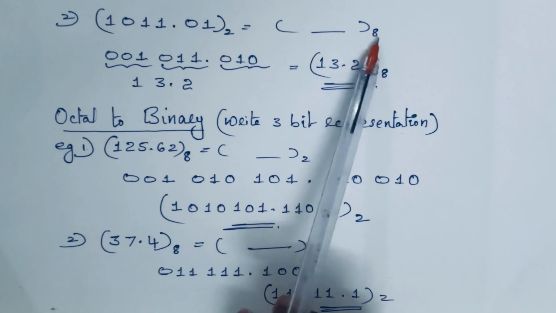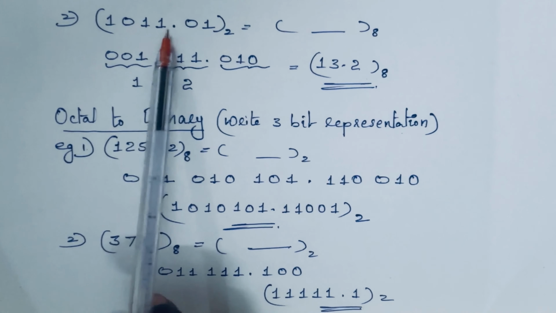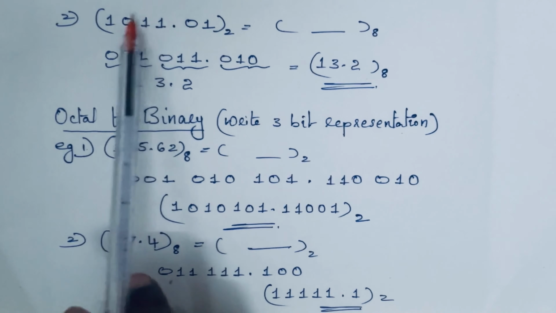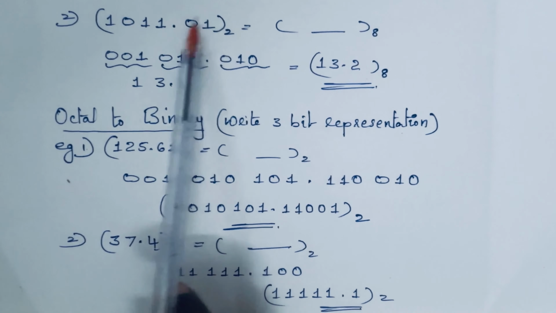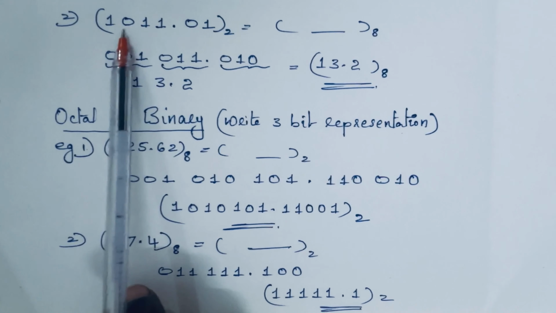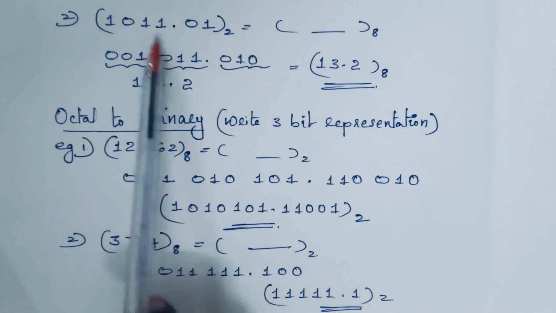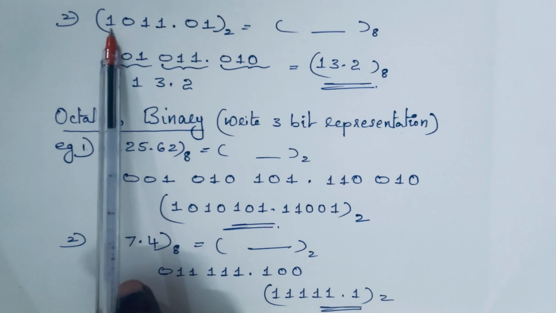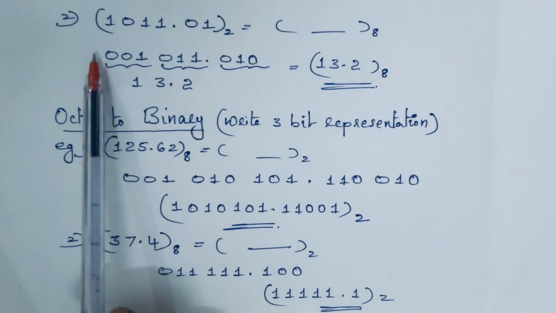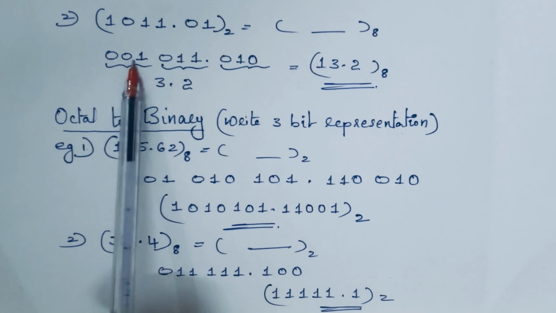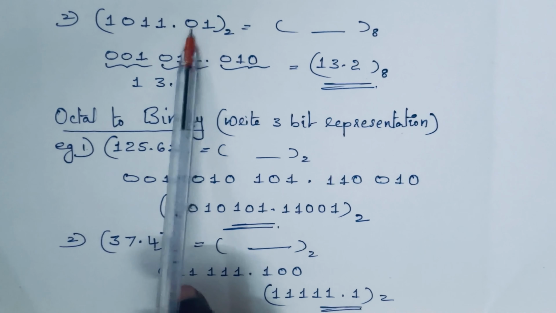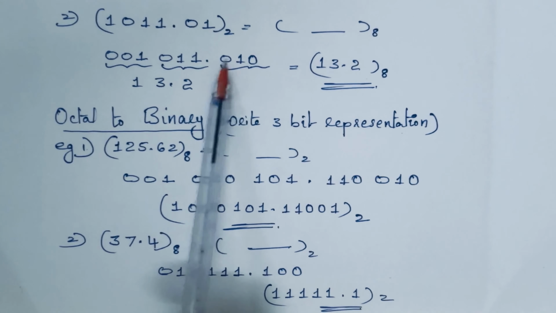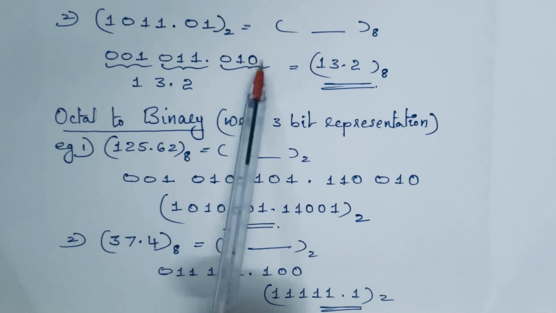So we will see one more example. 1011.01 base 2, we want to convert into octal. So here also, before this binary point, grouping should be towards the left side. After the binary point, grouping should be towards the right side. So if we group the integer part, the first group will be 011. Then there is only one bit left, 1. So to make it a group of 3 bits, we are adding 2 zeros here, so that it becomes 001. And for the fractional part, only 2 bits are there, 01. To make it a group of 3 bits, we are adding 0 here.